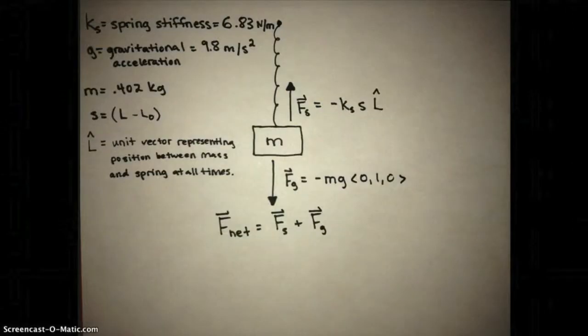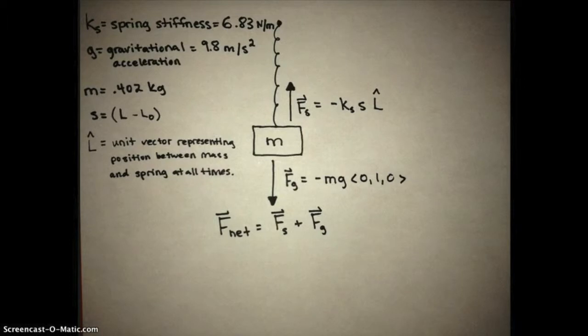To predict the various positions and velocities of the mass, I needed to find F net. The two main forces acting on the mass are the spring and gravitational forces. The force vector of gravity is equal to negative m times g times a unit vector in the positive y direction, and the force vector of the spring is equal to the spring stiffness times the difference in spring lengths times L hat. After adding these two forces, I inserted F net into Newton's second law and successfully predicted the future motion of the mass.